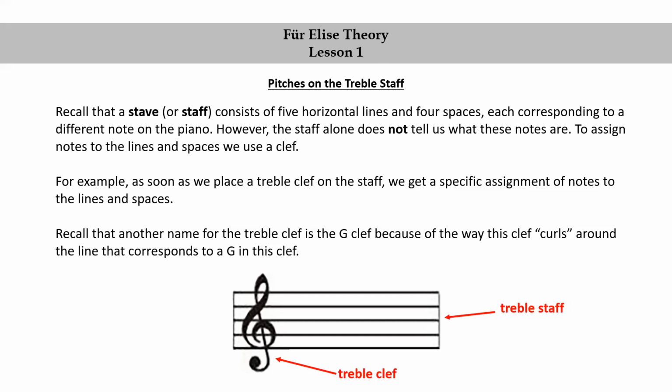Recall that another name for the treble clef is the G clef because of the way this clef curls around the line that corresponds to a G in this clef. We can see that the second line from the bottom corresponds to a G. And look how the curly part of the treble clef goes right around that line.